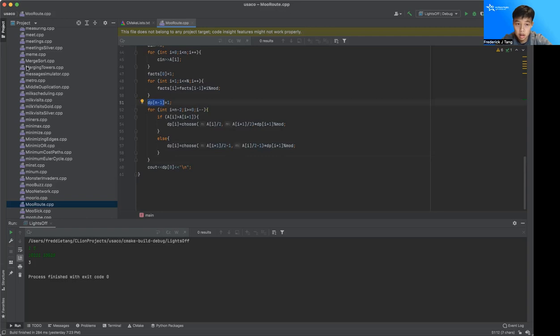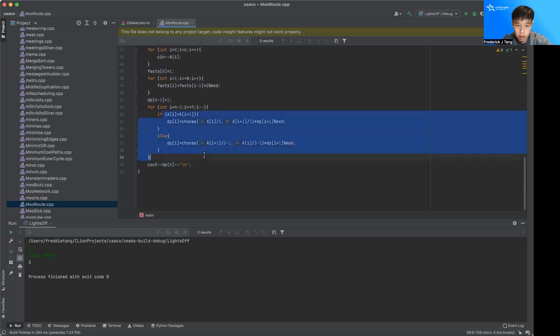So how much space does this take? The DP itself takes linear space, and n is around 10 to the fifth, so it's just 10 to the fifth integers. The actual computation of the DP takes n log n, because you have to do the modular inverse for every choose operation we do. So it's around n log n, which is totally within time bounds.